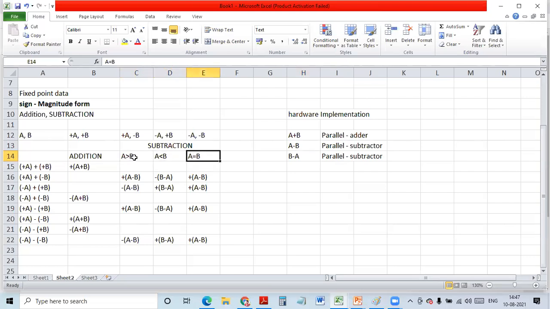how do I get this decision? A greater than B, or A less than B, or A equal to B. Comparator. For the decision, I require one comparator that compares the magnitudes, right? And then, is that sufficient? Do you require anything more?